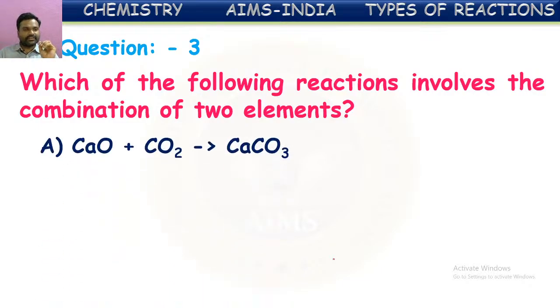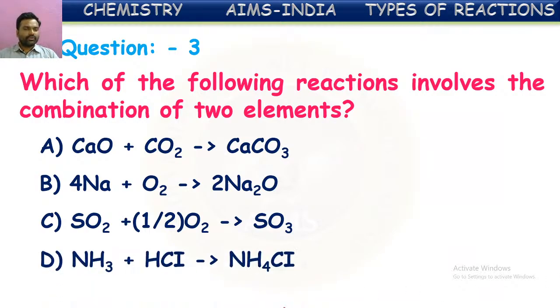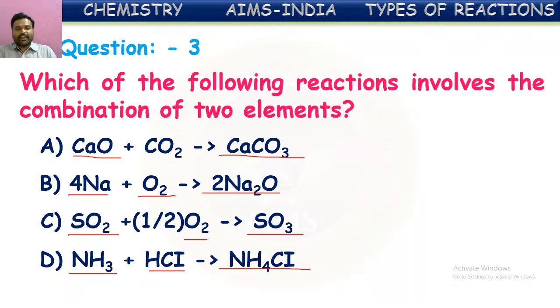See, the equations are given like this. First one, calcium oxide combining with carbon dioxide to form calcium carbonate. Second reaction, sodium combining with oxygen to form sodium oxide. Third reaction, sulfur dioxide reacting with oxygen to form sulfur trioxide. Last one, ammonia combining with hydrogen chloride to give ammonium chloride. Out of these four reactions, see which one has the combination of two elements.